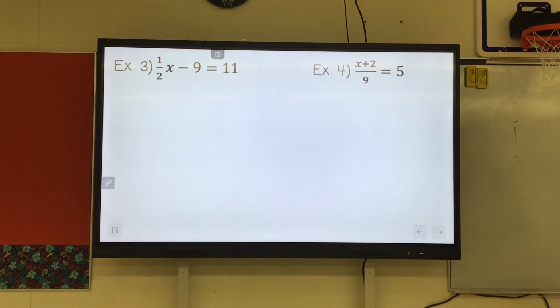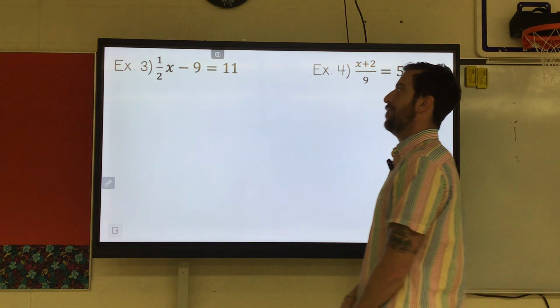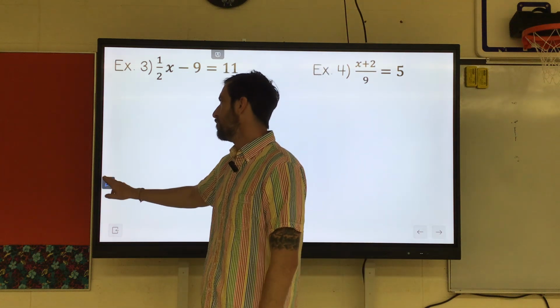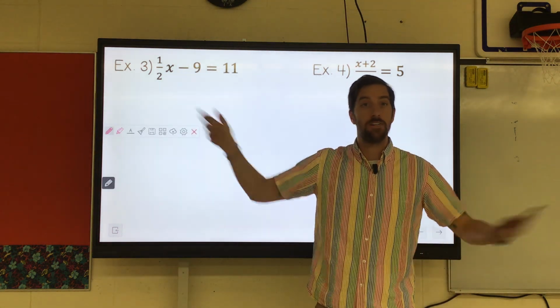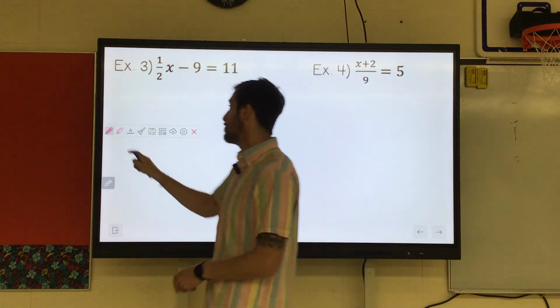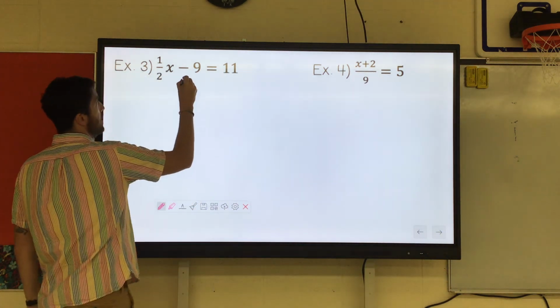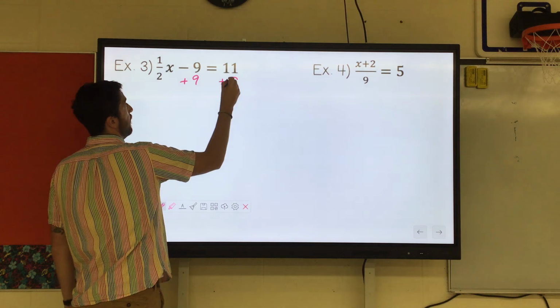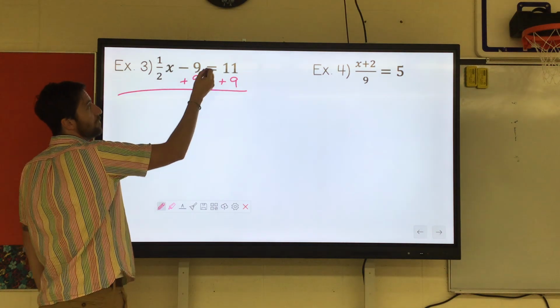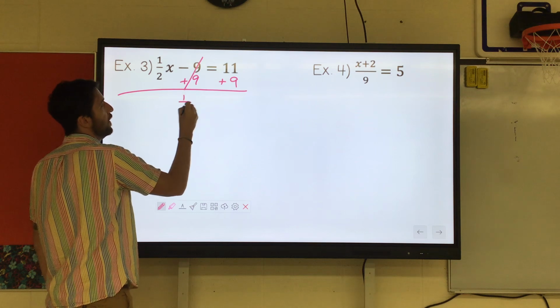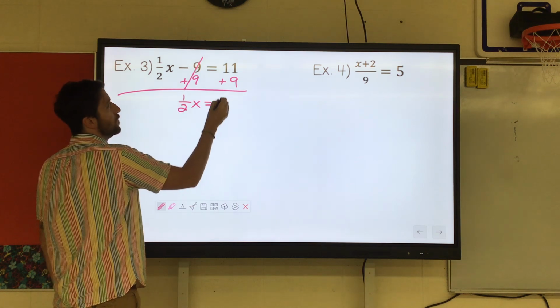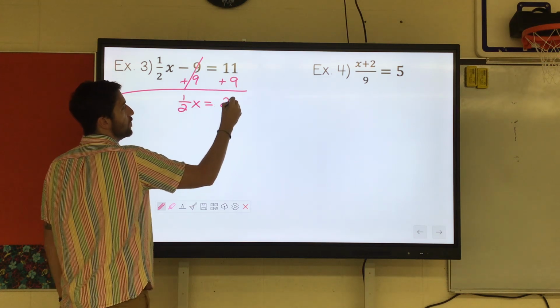Here we go. Example 3, example 4. Example 3, 1/2 x minus 9 equals 11. I see minus 9. What's the opposite? Plus 9. So we're going to add 9 to both sides of the equal sign here. Negative 9 plus 9 is 0, so those go away. So we just have 1/2 x equals 11 plus 9 is 20.